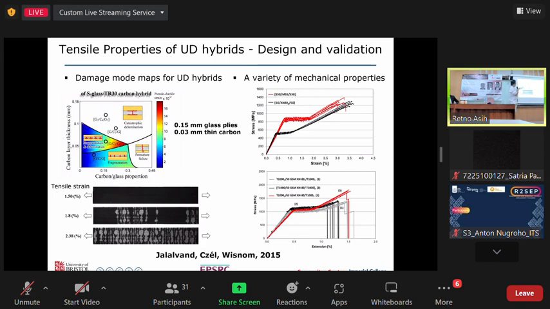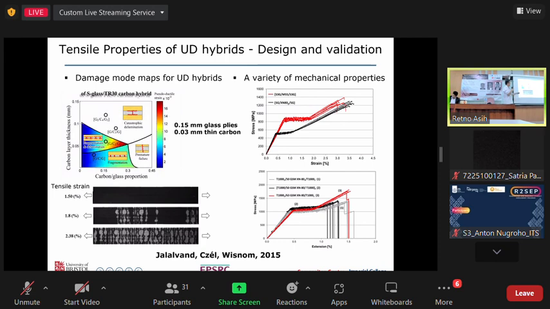And based on this damage mode map, they tested several types of carbon and glass layers. So you see this nicely linear part, followed by a plastic region, and also this other part of a second linear part. This is a different type of carbon and different type of glass that you use because they have designed it to be in this region. So you see a nice linear, plastic, and linear response.